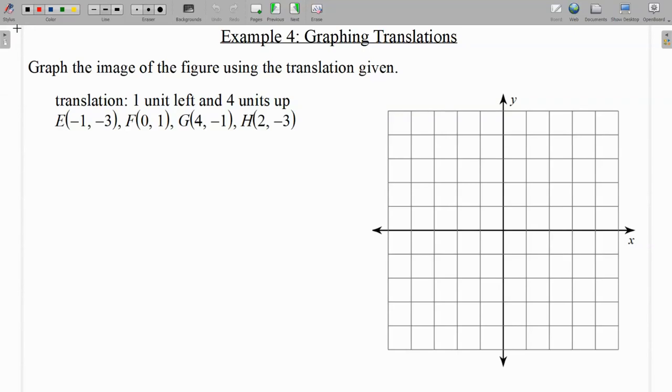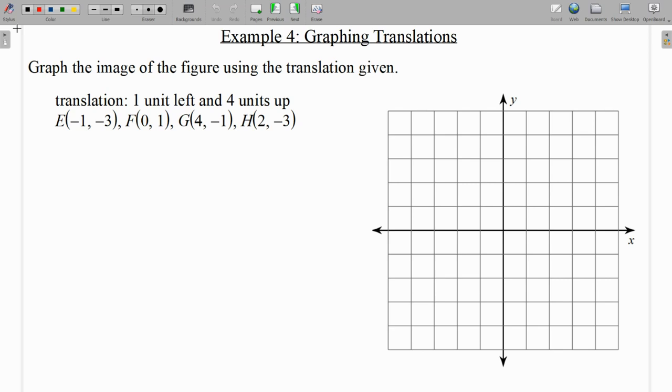In example 4, we're going to be looking at graphing translations. Our directions tell us to graph the image of the figure using the translation given. Then what they've given us is the translation rule, which is 1 unit left and 4 units up. And then they've given us some points here.